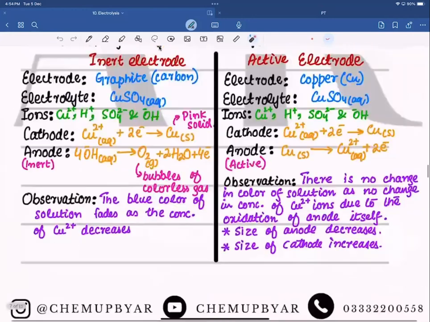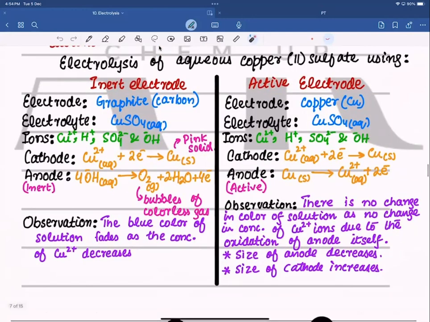Copper sulfate is always in aqueous solution, and any sulfate and nitrate is always in aqueous, because in molten we are only left with the one ion. As we have discussed, nitrate and sulfate do not oxidize at the anode, so we always take aqueous solution. Beside nitrate and sulfate we have a hydroxide ion, and that hydroxide ion always oxidizes at the anode.